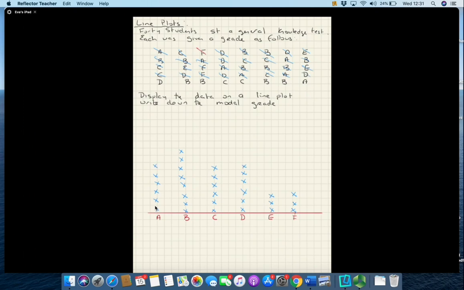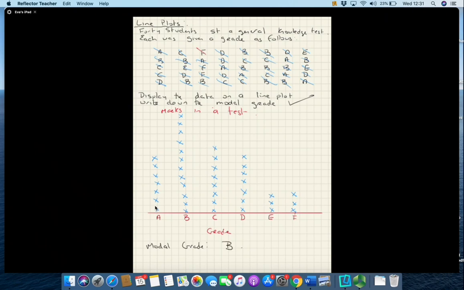Obviously, it's better if these are on the same line so that visually you can see which is higher than the other. So keeping them within the boxes is a good idea. That's your line plot. Again, I would give it a title. I'm just going to write it, marks in a test. This is your grade down here. So display the data on a line plot, done. Write down the modal grade, well, which value occurred most often. It's easy to see it was B.